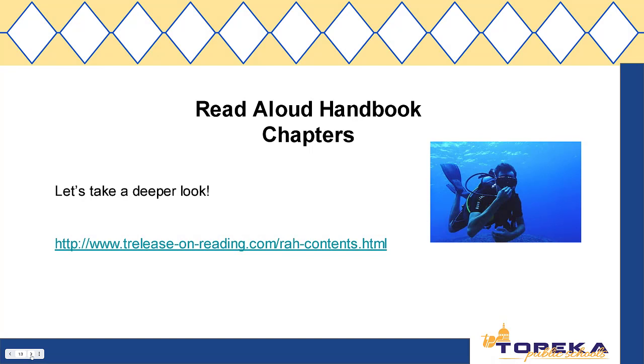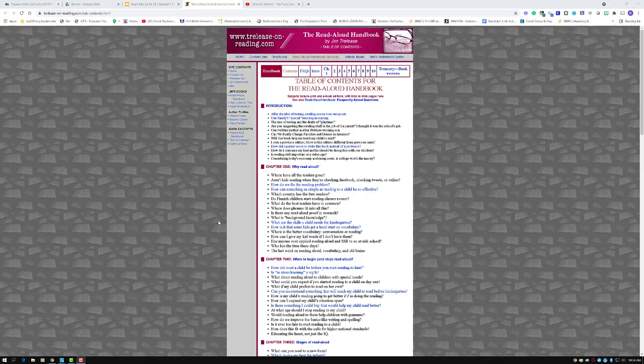So in Jim Trelease's book, I put the link for you. We're going to go to this website and we're going to look at what exactly is in Jim Trelease's handbook and why this might be a benefit for you and your classroom. On the screen, you will see the table of contents for the Read Aloud Handbook. And you'll notice the various chapters located within this book. You'll see an introduction. You'll see chapter 2, which is all about why read aloud. And you'll notice all these different topics that it talks about for the benefits of reading aloud and why we need to do this.